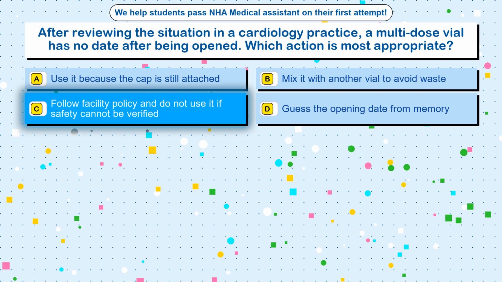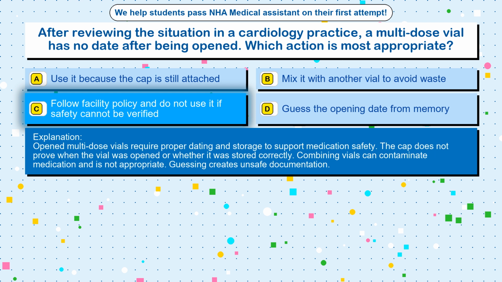The correct answer is option C. Follow facility policy and do not use it if safety cannot be verified. Opened multi-dose vials require proper dating and storage to support medication safety. The cap does not prove when the vial was opened or whether it was stored correctly. Combining vials can contaminate medication and is not appropriate. Guessing creates unsafe documentation.